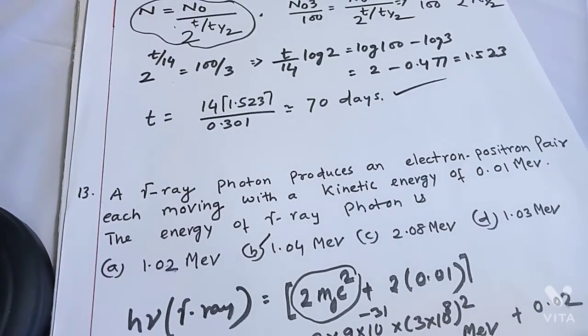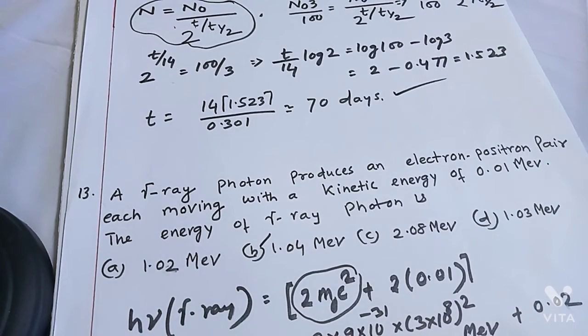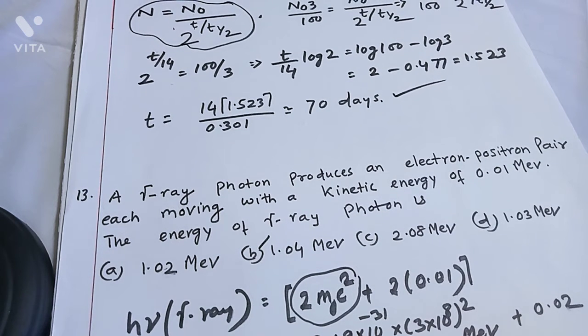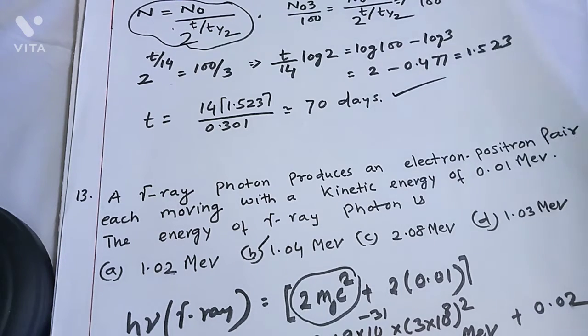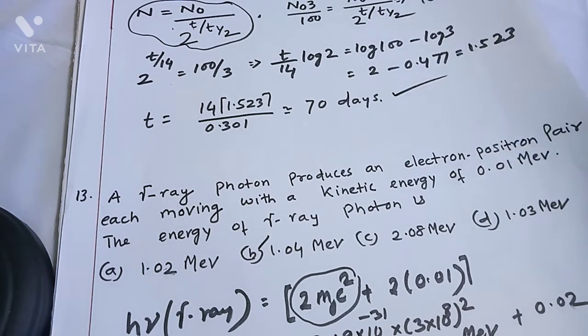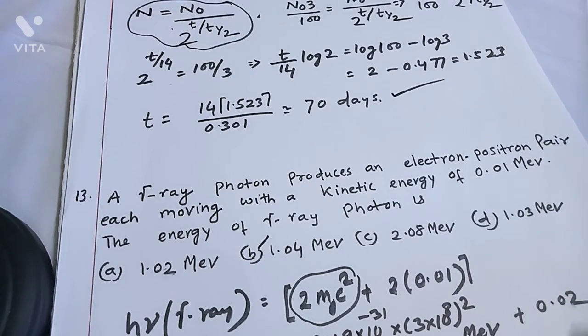Now, a gamma ray photon produces an electron-positron pair, each moving with a kinetic energy of 0.01 million electron volt. The energy of the gamma ray photon is, choices are 1.02 million electron volt, 1.04 million electron volt, 2.08 million electron volt, 1.03 million electron volt.